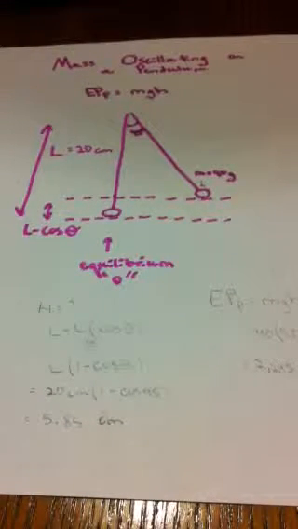My topic is mass oscillating on a pendulum. The first thing we'll begin with is the pendulum's potential energy. The equation for potential energy is EP of the pendulum is equal to mass times gravity times height. Gravity is a given at 9.81 meters per second squared, and the mass can be identified on the load of the pendulum. In this case, it's 40 grams.